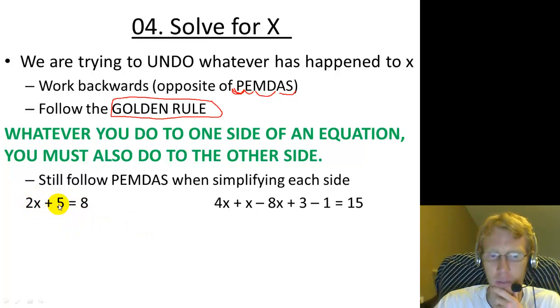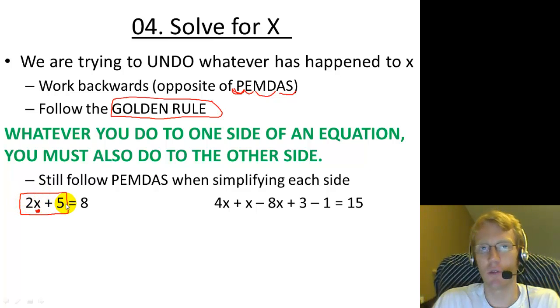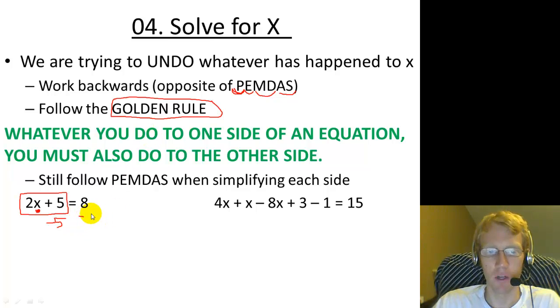If you have 2x plus 5 equals 8, if you look just at this side of the equation, you can look at this variable x and ask yourself what happened to it. So first, it was getting multiplied by 2, and then it was having 5 added to it. So if we want to work backwards and undo those changes, the first thing we need to do is subtract 5. And if we subtract 5 on this side, by following the golden rule, we also subtract 5 on this side.